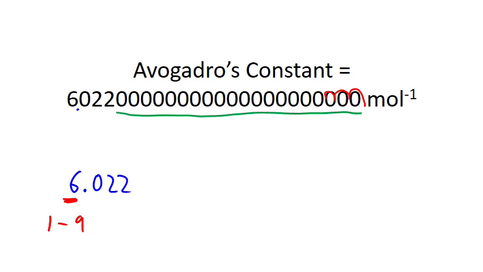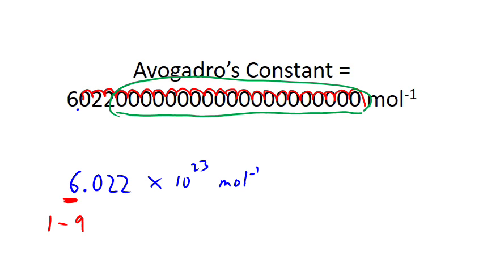So we have to go 1, 2, 3, 4, 5, 6, 7, 8, 9, 10, 11, 12, 13, 14, 15, 16, 17, 18, 19, 20, 21, 22, 23. So this number is 6.022 times 10 to the 23. And don't forget our unit, that's per mole. So you can see it's much easier if you write a number like this, because all of those zeros under that green line are just placeholders. They're just telling us where to put this part of the number.